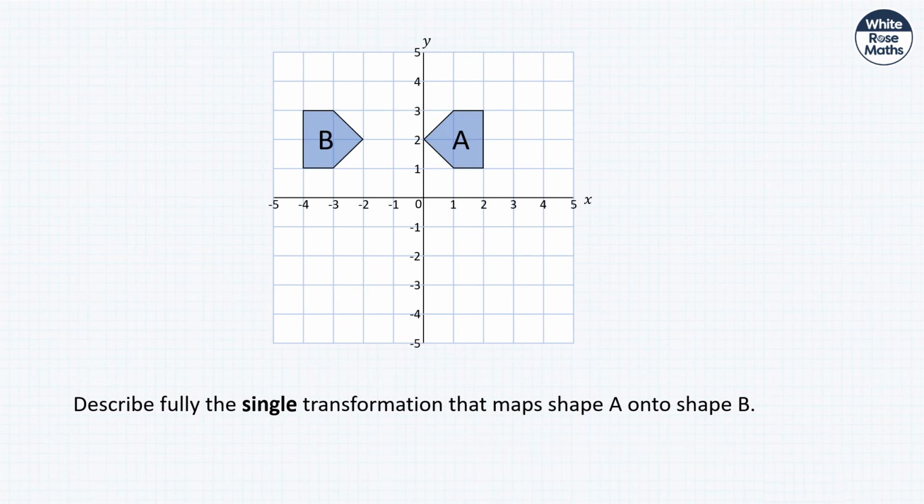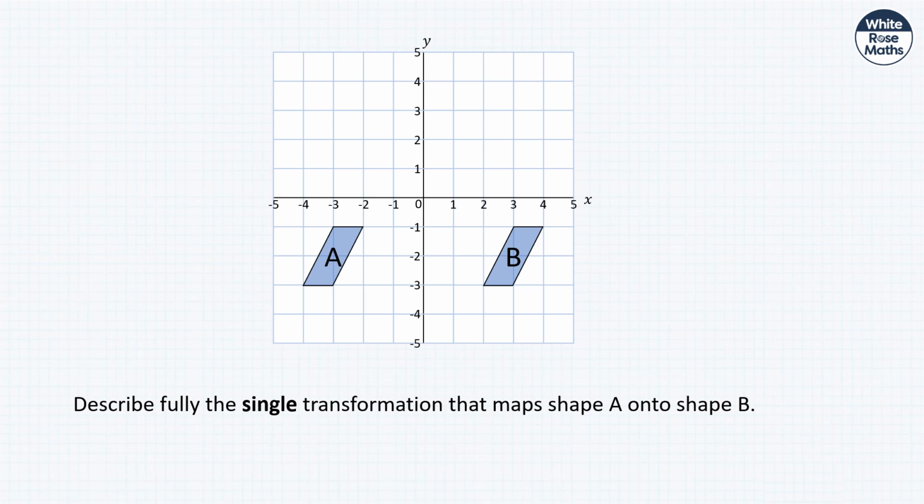Okay, the next one, describe fully the transformation which maps shape A onto shape B. It's a reflection in the line x equals -1. It's a vertical line. So write it out, obviously, in your exams. Okay, there we go. Next one.